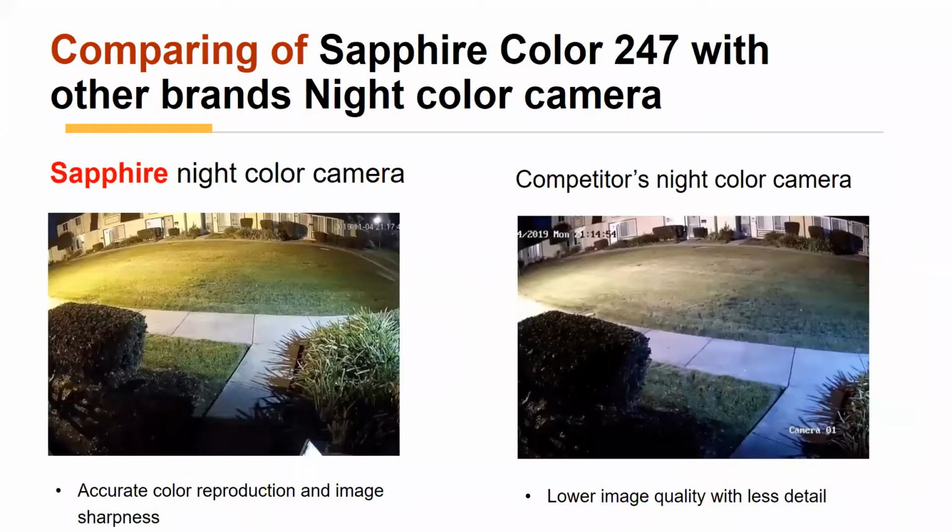All right, and here's a picture comparing a night color camera over our competitors. Our Sapphire night color camera, as you can see, the grass is much brighter. You see that the grass is actually green. Over to the right hand side there, it's kind of dull, right? That's the difference between the Sapphire and the competitor's night color camera. As you can see, ours is just much brighter. The picture quality is a lot better as well.